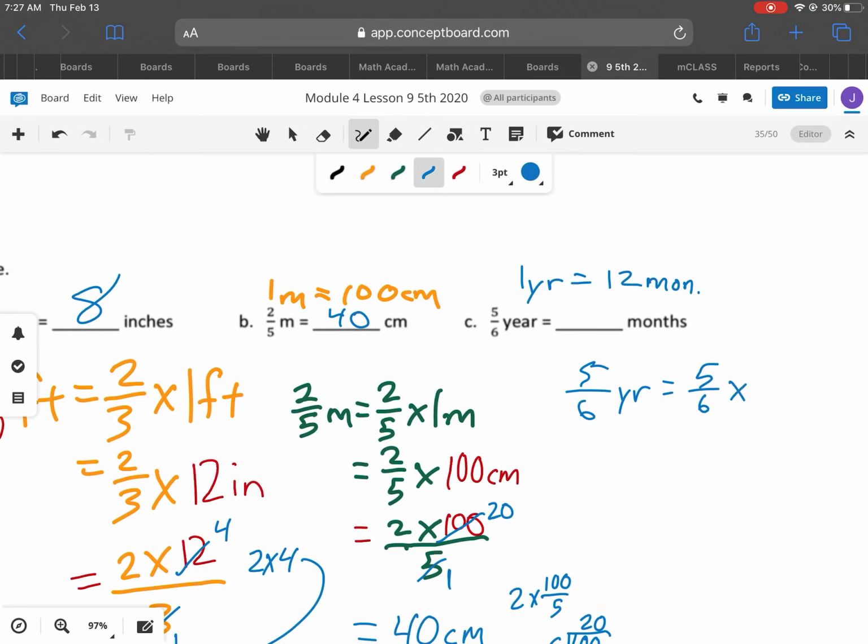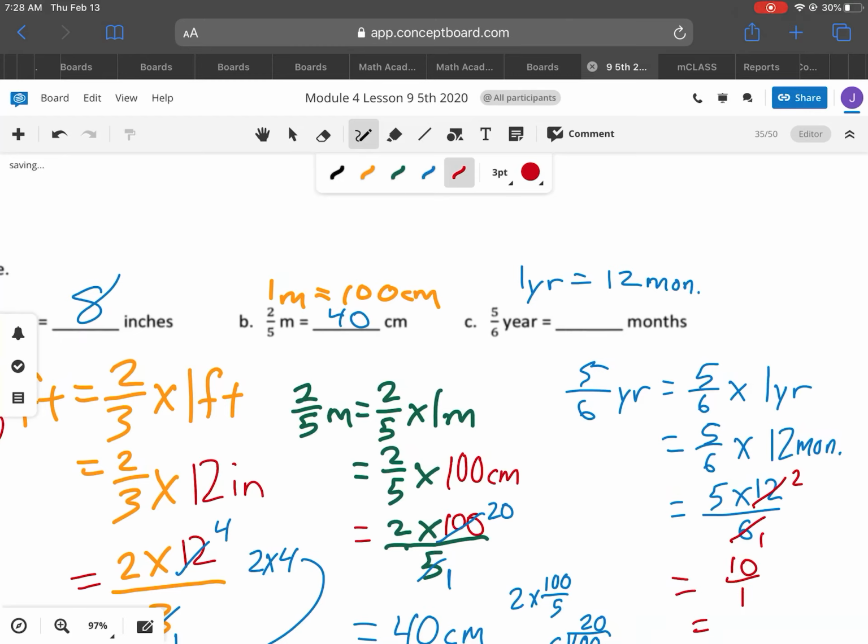5/6 of a year is equal to 5/6 times 1 year, which is equal to 5/6 times 12 months, which is equal to 5 times 12 over 6. All right, and now I know 6 goes into 12 2 times. It goes into 6. 6 goes into 6 1 time. So my answer is 10 over 1, which is equal to 10 months.